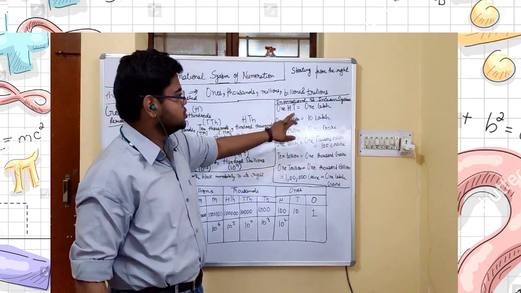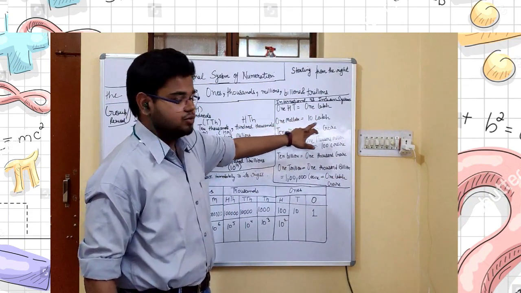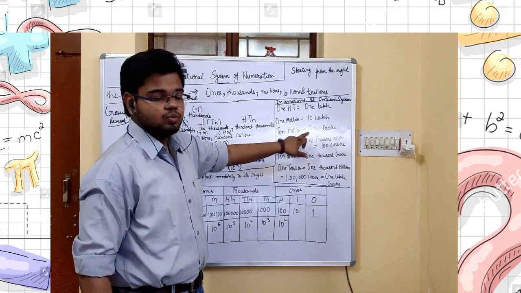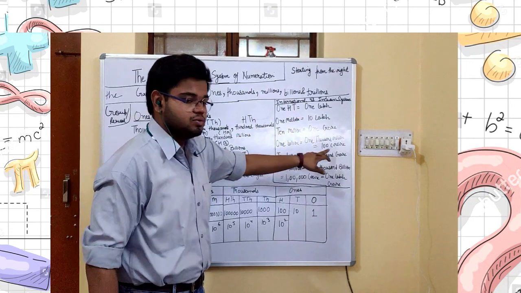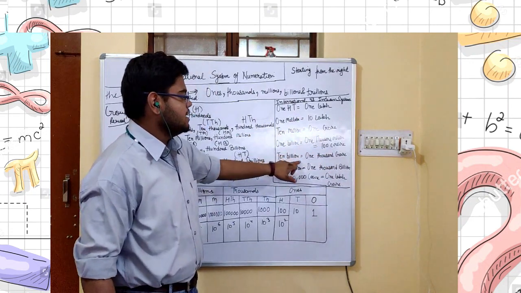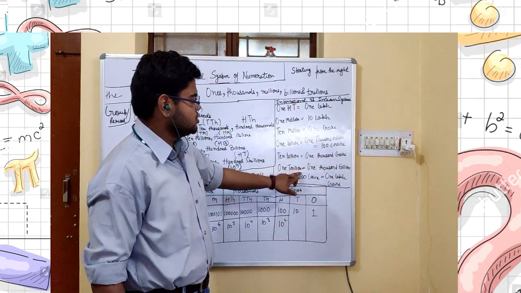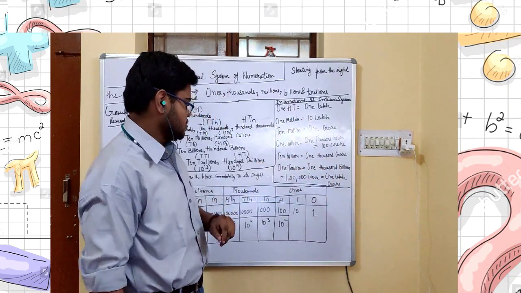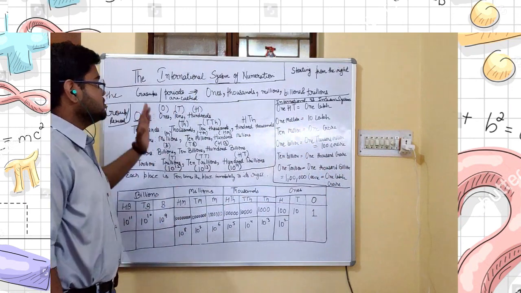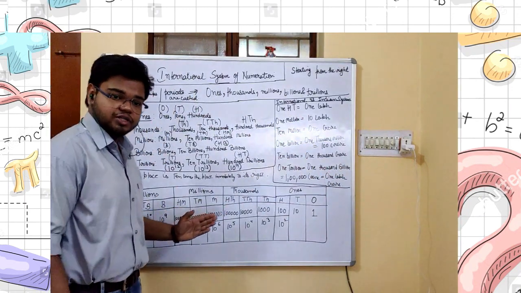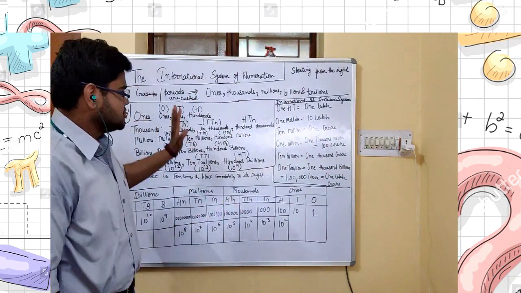100,000 equals 1 lakh. 1 million equals 10 lakh. 10 million equals 1 crore. 1 billion equals 100 crore. 10 billion equals 1000 crore. 1 trillion equals 1 lakh crore, children. So this is your international system of numeration, and this is very simple.